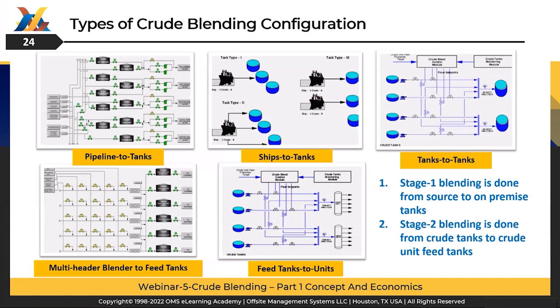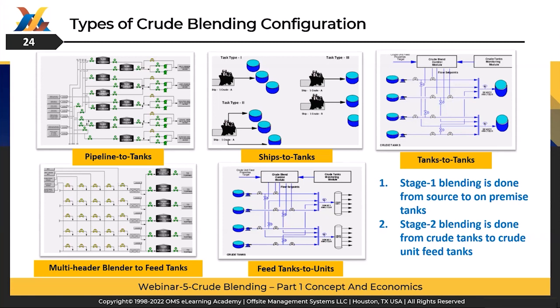So different types of crude blending configurations are practiced in the refineries and the industry. First, we do pipeline to tanks, and it can have multiple blending systems, or it can have one blending system which can control different crudes going to different tanks based on the composition and requirement. The second is ship to tank directly. It has some limitations because if the ship is waiting too long at the port, the refinery will pay demurrage charges. The third mode is tank to tanks, which is done in the refinery itself.